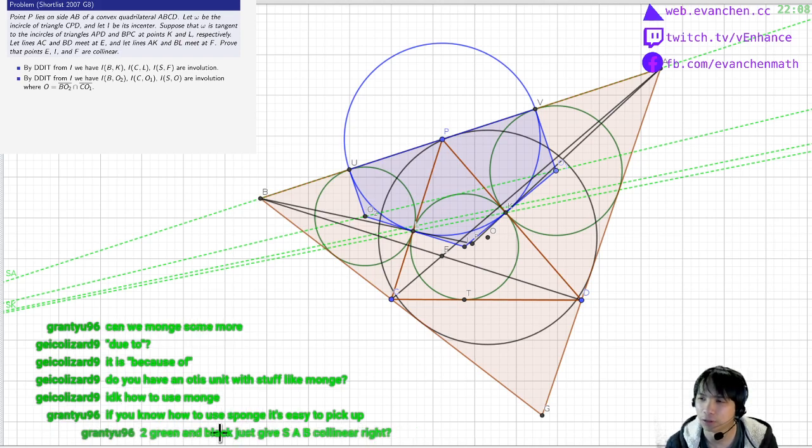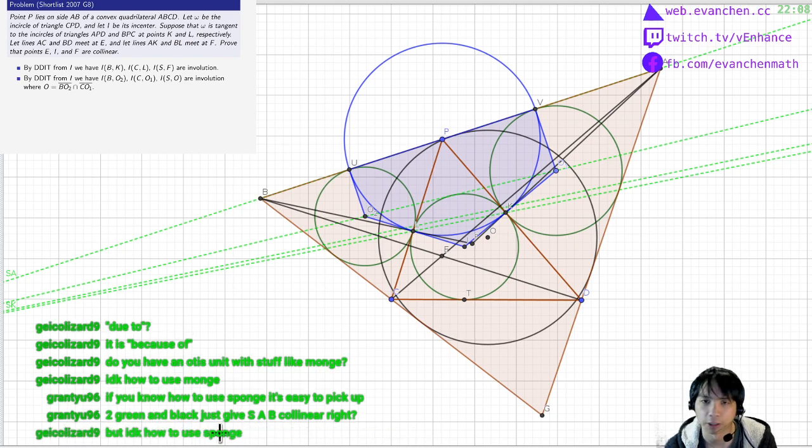we just reproved IFO collinear. So I think F is actually the center of the negative homothety, taking the incircle of PCD to the large black circle. That just gives SAB collinear. Two green and black. Yeah. If you use this green, that black, you get the point S that's way off the picture. And if you do this green, this black, it tells you that F is the center of the negative homothety sending I to O. That's what it says.